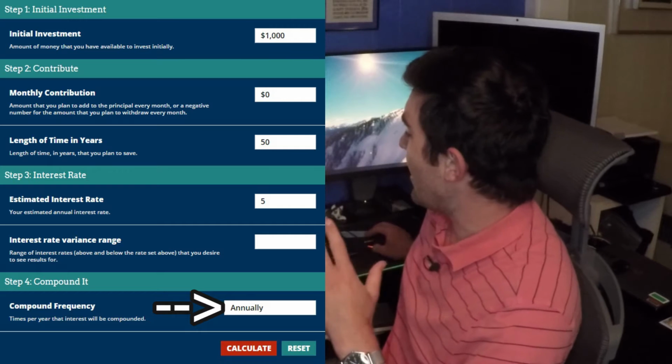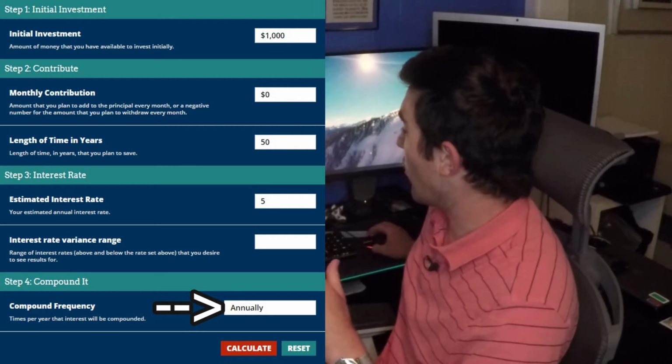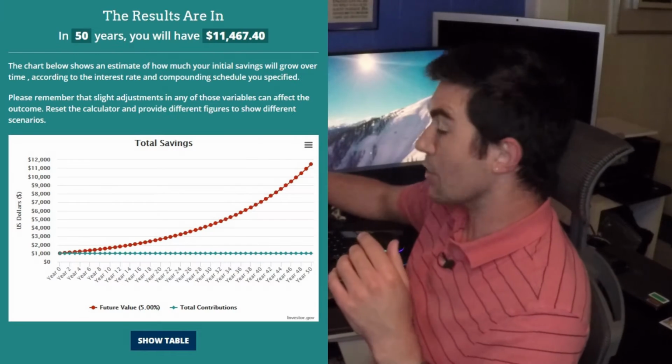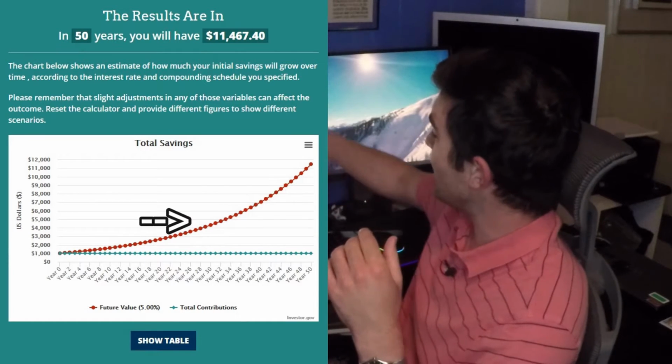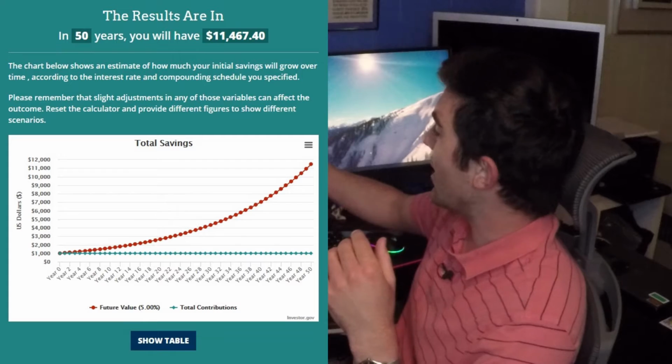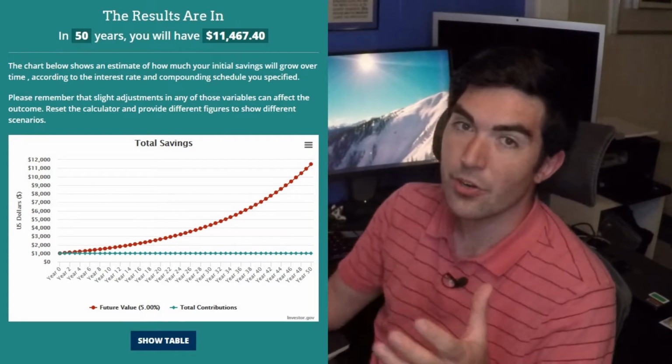So if it's compounded annually, which is what we were doing before for our other calculation, it shows here on the graph, you can see this red line goes out and then it slowly starts increasing in slope, meaning you're gaining more and more money per year, even though your interest rate is the same. The reason is the initial amount you put in is growing the same percentage, but it's the same percentage of a larger pie to begin with.